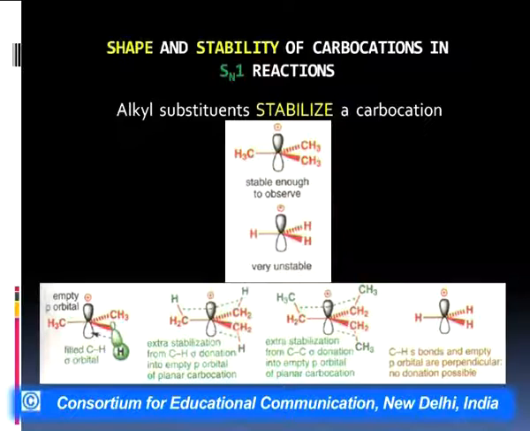So when we talk of an SN1 reaction, we have to look into the carbocation that we are getting; that carbocation should be stable. If we talk of simple alkyl substrates, then the more substituted the alkyl group is, the more is the stability. This extra stability is because the carbocation is stabilized by hyperconjugation. Here we have a planar structure.